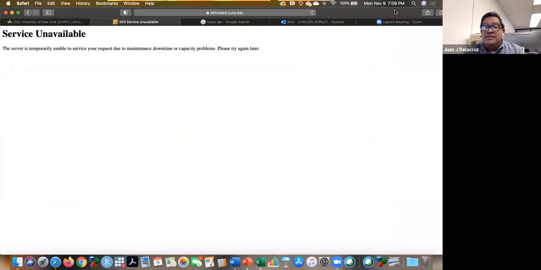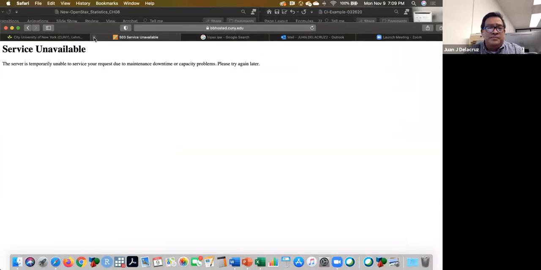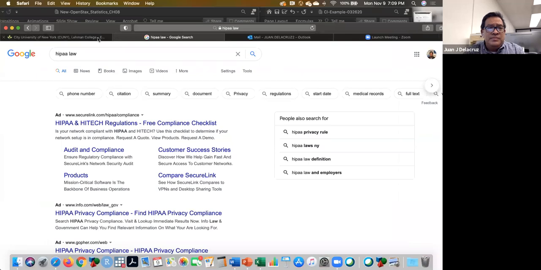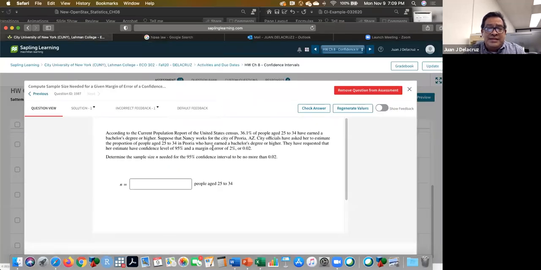So in this case, 36.1% is the P. Q is going to be 1 minus this. We have the confidence level that translates into 1.96, and then the margin of error. That is going to give you the sample size.